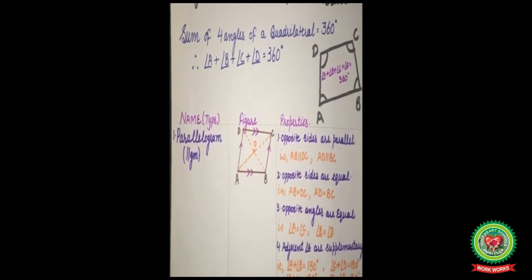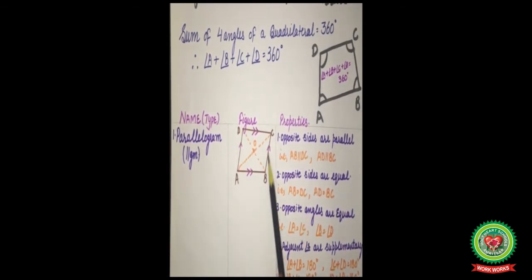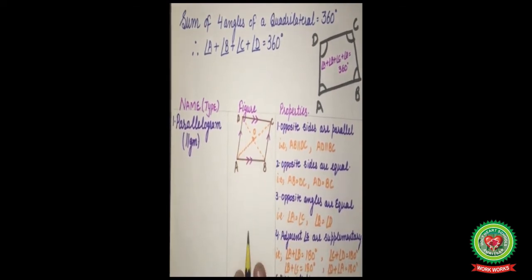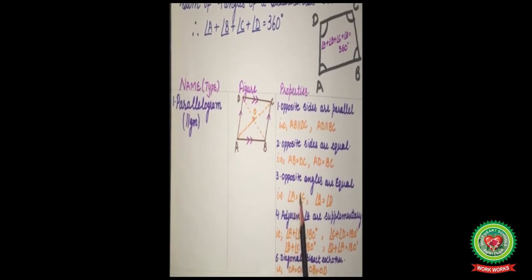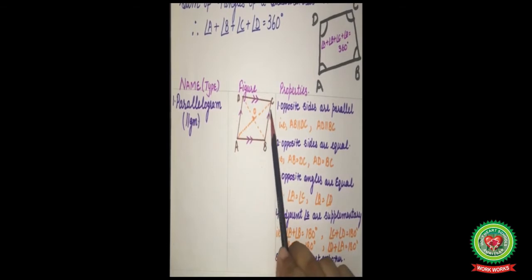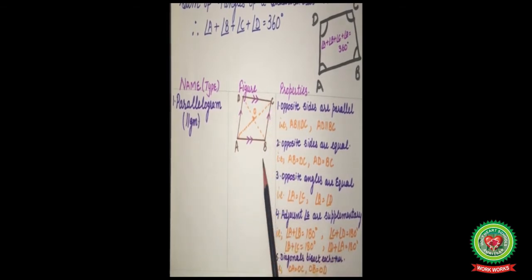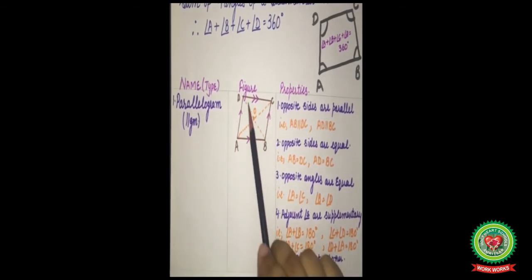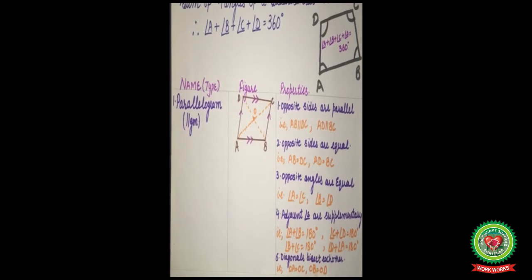And the second property is that the opposite sides are equal. That is, AB will be equal to DC and AD will be equal to BC. The third property is that the opposite angles will also be equal. That is, angle A will be equal to angle C and angle B will be equal to angle D.